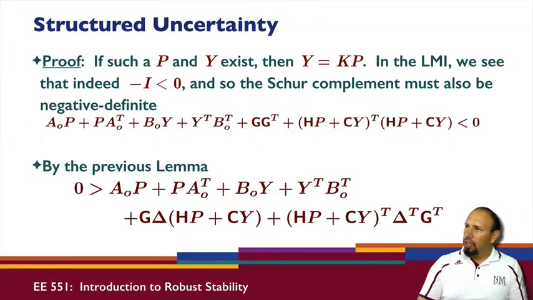Okay, so now for the proof of the uncertainty problem. So if such a P and Y exist, then Y is equal to K times P. In the linear matrix inequality, again, we have this as part of that inequality, and also the Schur complement. The Schur complement gives this. Okay, the Schur complement gives this. So now we want to relate this to the stability of the problem. So I have this huge old hairy, and I'm talking hairy, matrix inequality. Oh, if you think this is hairy, you haven't seen anything yet. Okay, well, anyway. Here's this inequality that we have.